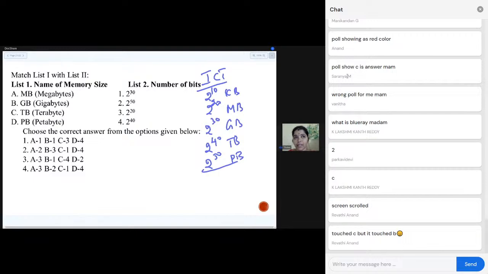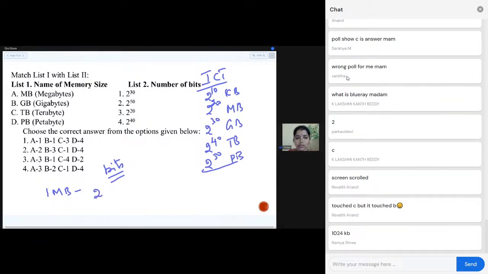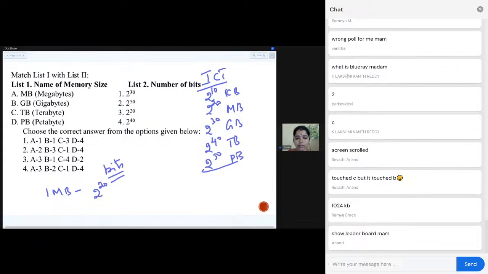See, in the exam, in some cases they ask about bits. For example, 1 megabyte is equal to what? How many bits do we have? 2 to the power 20. Yes, 1024 KB. Yes Anand, I'll show you the leaderboard. If they ask for bits, there will be twisted kinds of questions.